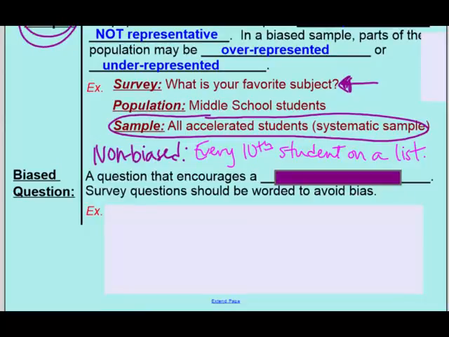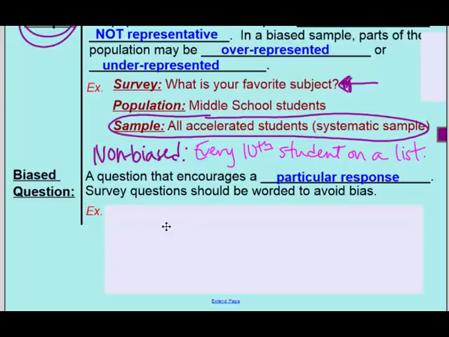Bias questions. Now when you set up a survey, you obviously question people to take your survey on what you're looking to gain information on, okay? But when people create surveys, you have to be careful on the way you question people. So a question that encourages a particular response would be a bias question. Survey questions should be worded to avoid bias.